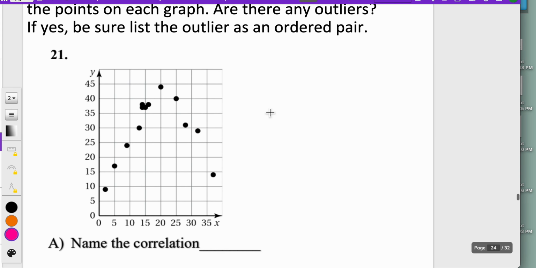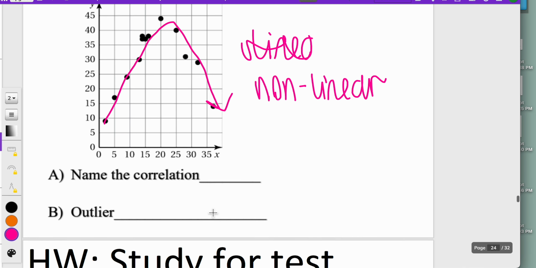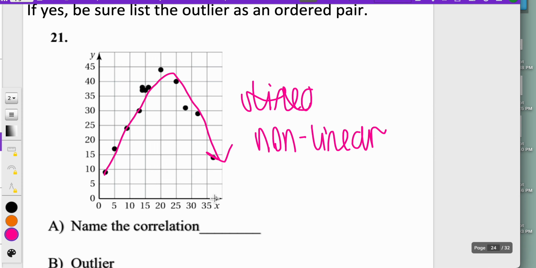And then 21, this one is nonlinear, because it's not making a positive or negative line, and it's not making a straight line, but it's still kind of trending. So nonlinear is a correlation. And then for this one, I guess you could say that 36, 14 could be your outlier. That's really the only one that's kind of far away.